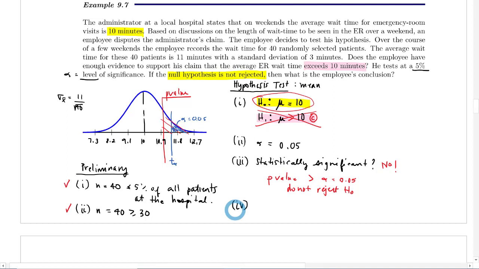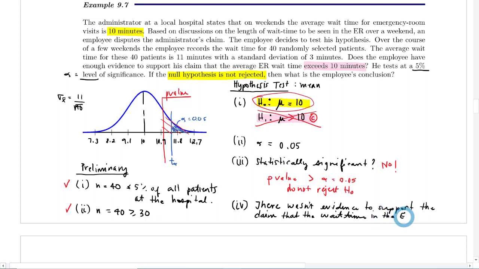Right. So I would just say, if I was in a meeting, well, there wasn't enough evidence to show or to support the claim that the wait time in the ER is longer than 10 minutes.